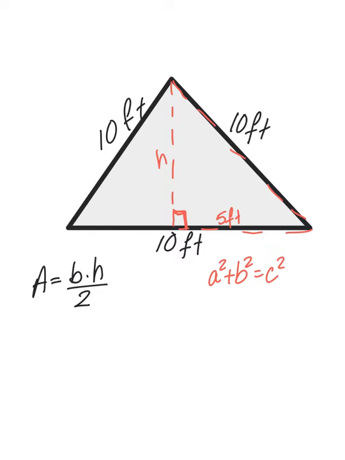C is always our hypotenuse. The hypotenuse is always the side across from the right angle. So that's the 10 feet. So that's 10 squared equals A and B are the legs.